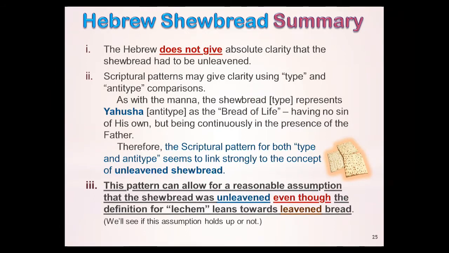Therefore, the scriptural pattern for both type and antitype seems to link strongly to the concept of unleavened showbread. This pattern can allow for, again, a reasonable assumption that the showbread was unleavened, even though the definition for lechem leans toward leavened bread. And we're going to see if this assumption holds up or not. Maybe it will, and maybe it won't. Well, that's showbread for the Old Testament.